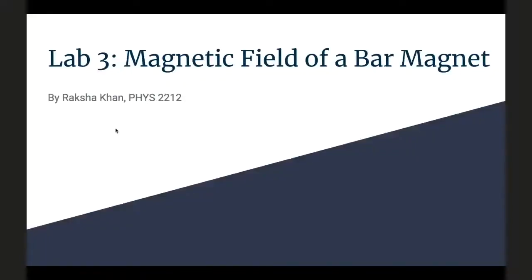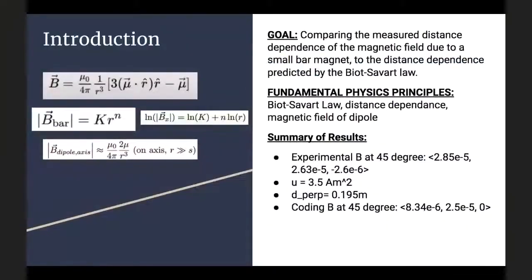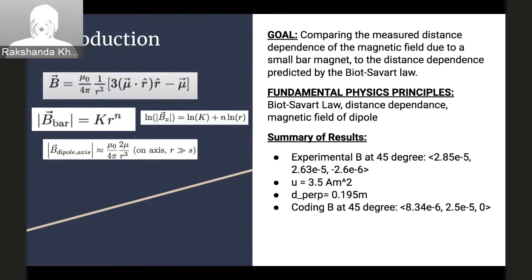Khan, and this is my Physics 2 lab report for Lab 3 on the magnetic field of a bar magnet. So the goal for this lab is to compare the measured distance dependence of the magnetic field due to a small bar magnet to the distance dependence that's predicted by the Biot-Savart law. So we're basically comparing a real-life measured value to a predicted value that's a more ideal value.